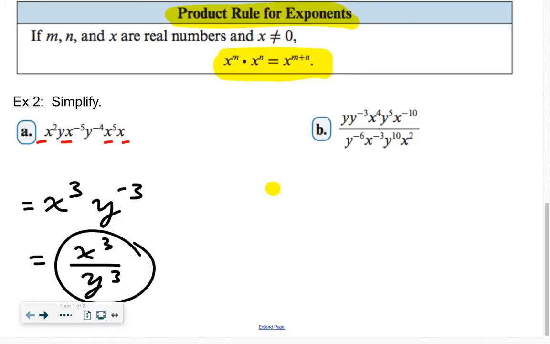B. Here's my advice. Simplify your numerators and simplify your denominators, then go from there. So if we just look at the top part, if we look at our x's, we got 4 and a -10 to get us a sum of -6.